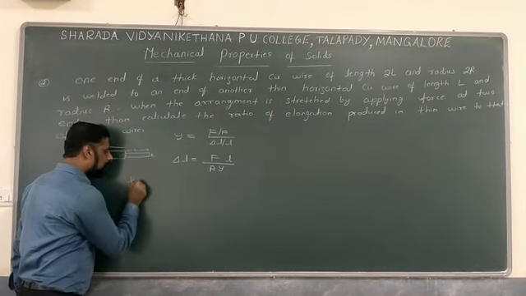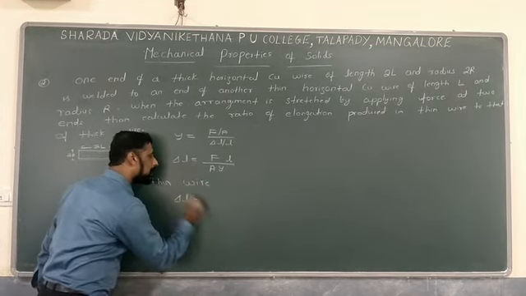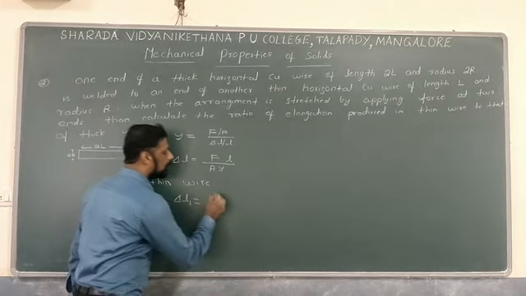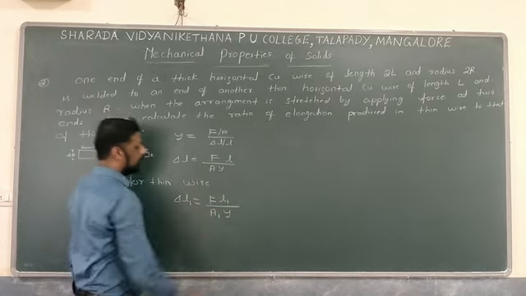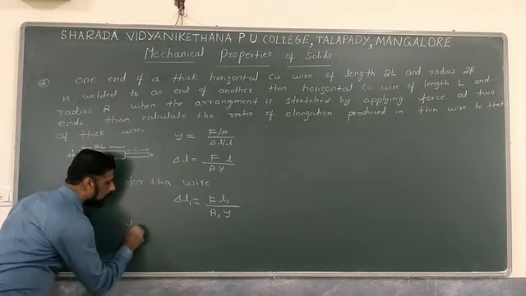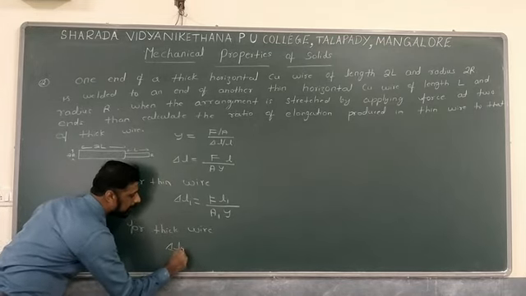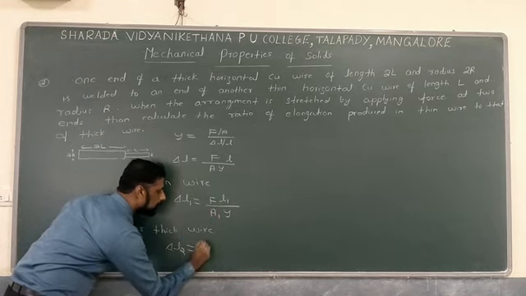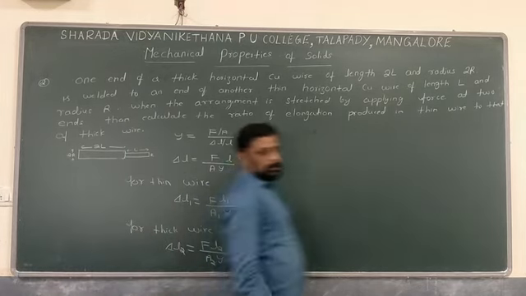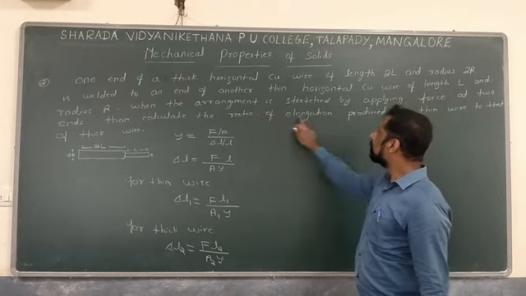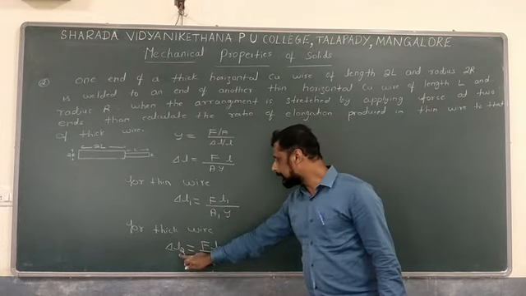Now for the thin wire you can write delta L1 is equal to F into L1 divided by A1 into Y. Similarly, for the thick wire you can write the elongation delta L2 is equal to F into L2 divided by A2 into Y. In the problem you are asked to calculate the ratio of elongation produced in the thin wire to that of the thick wire, the ratio of delta L1 to delta L2.